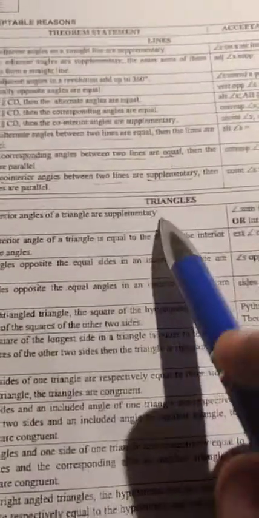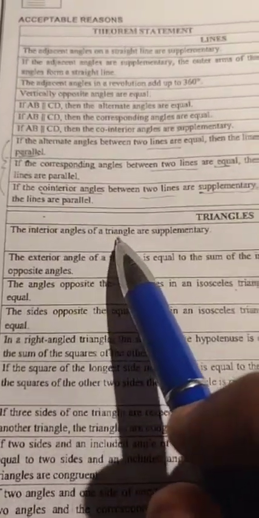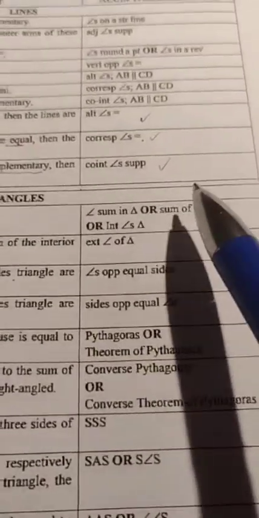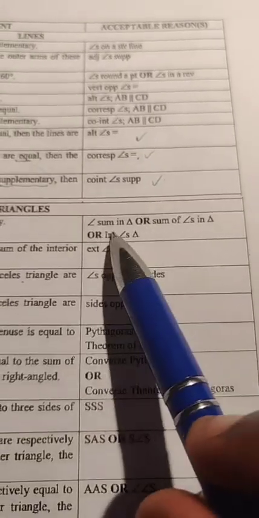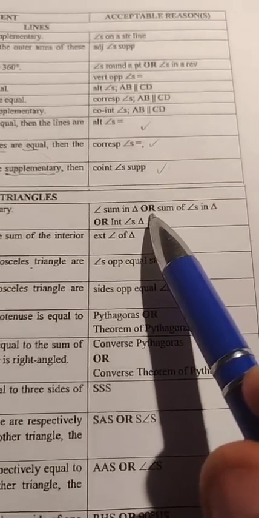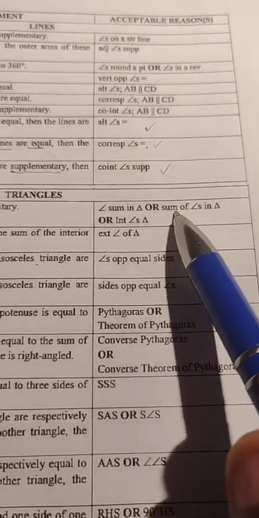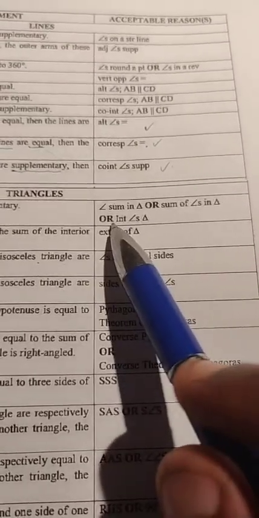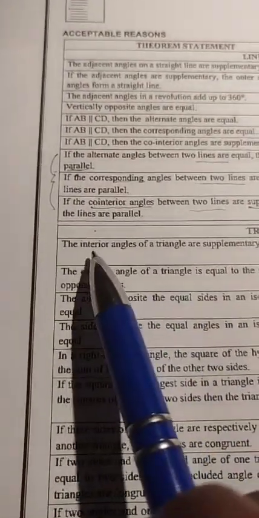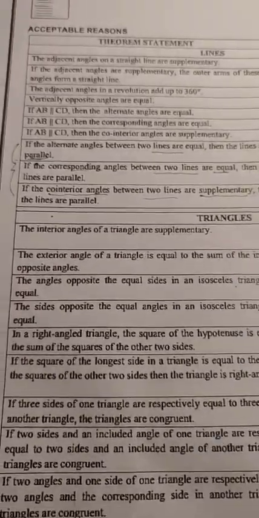The first statement for triangles says the interior angles of a triangle are supplementary. Look at the 3 reasons that you can use that are acceptable whenever you are validating that the interior angles of a triangle are supplementary. You can use angle sum in a triangle, or sum of angles in a triangle, or int angles triangle. All of these validate the statement.